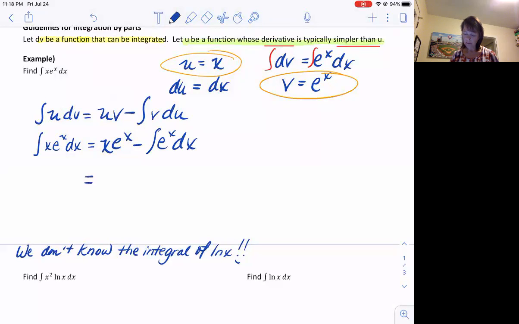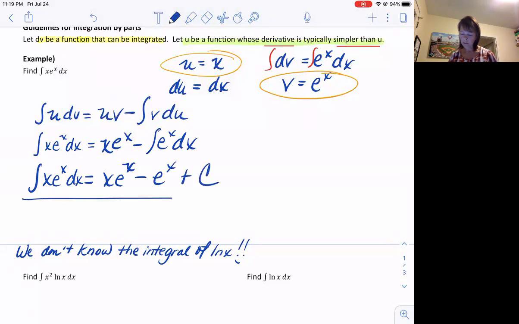So as it turns out, this one is fairly simple. I'm just going to write it on both sides here. So we get the integral is equal to x e to the x minus e to the x, but then we have to remember our arbitrary constant in the end, and there you have it.